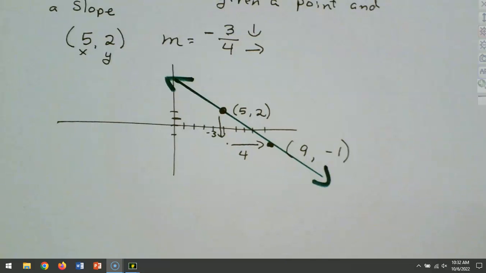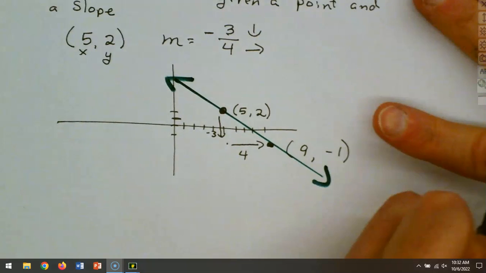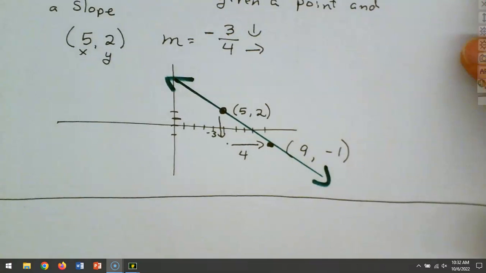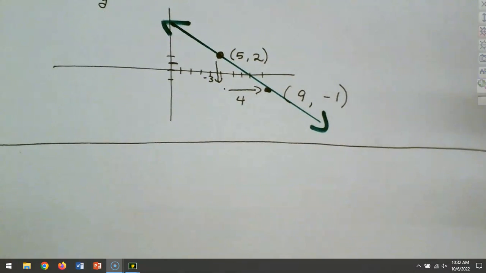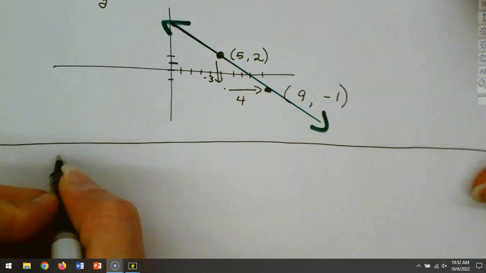Let's do another one. And then we'll look at how to find the slope from 2 points. And then once we have that down, then we'll look at equations. We'll learn how to graph the equations, and that'll finish up this section. So there's not a lot left. So let's do one more.